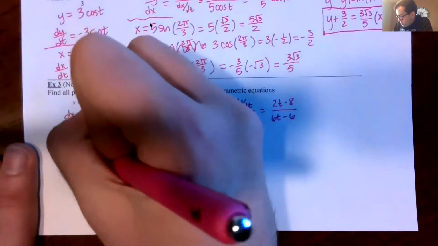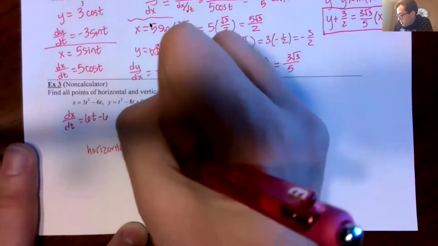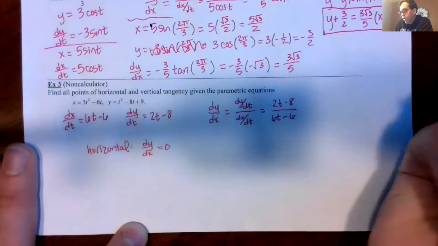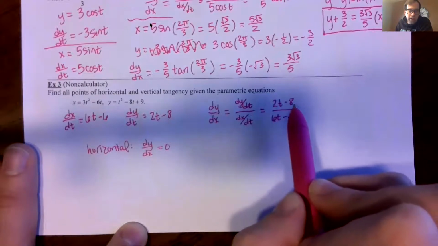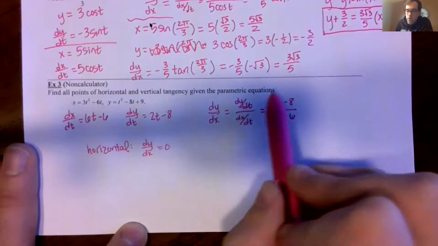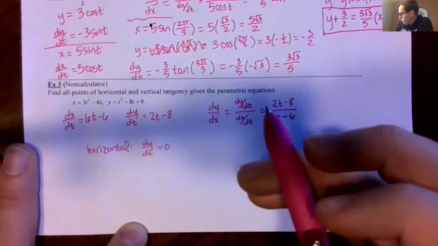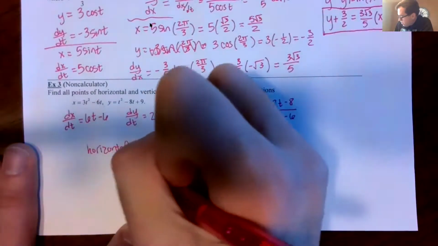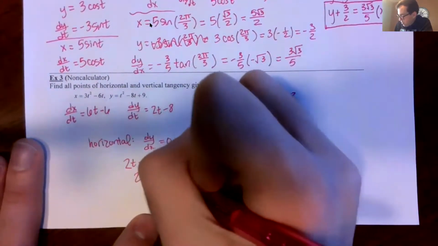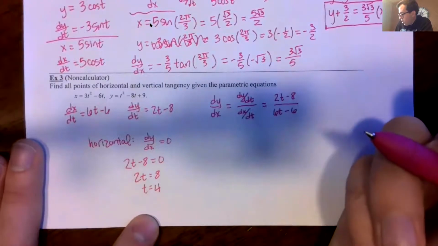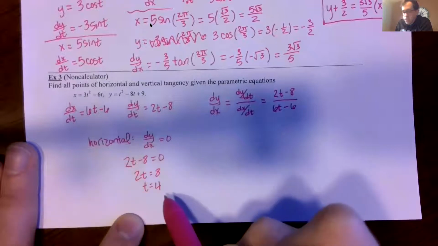So for horizontal, if we have horizontal tangency, it means that dy dx is going to be 0, right? So how do we make this equation equal 0? Well, the numerator has to equal 0 for the fraction to equal 0, right? Because 0 over anything equals 0. If I divide by 0, I don't necessarily equal 0. I definitely don't equal 0. So we want to set the numerator equal to 0 and solve for t. So t is 4. Okay, so when t is 4, we must have a horizontal tangent line.